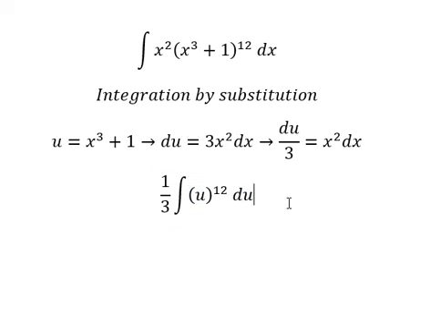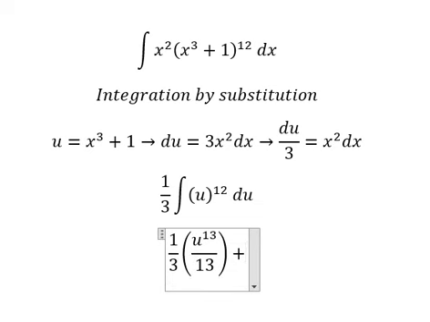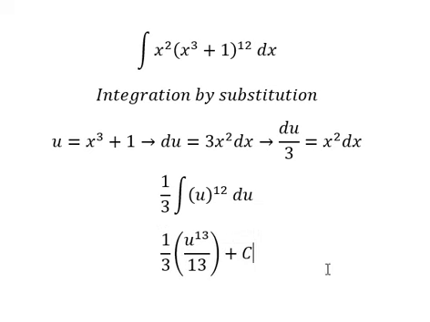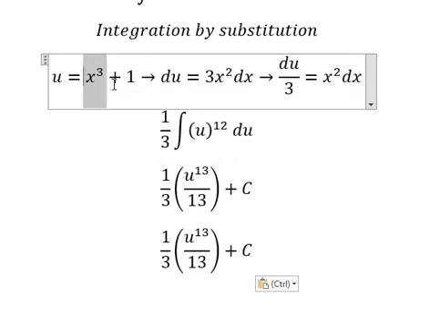And now we have the final answer. So 12 plus 1 is 13 over 13. And I will put c. About u, that is this one.